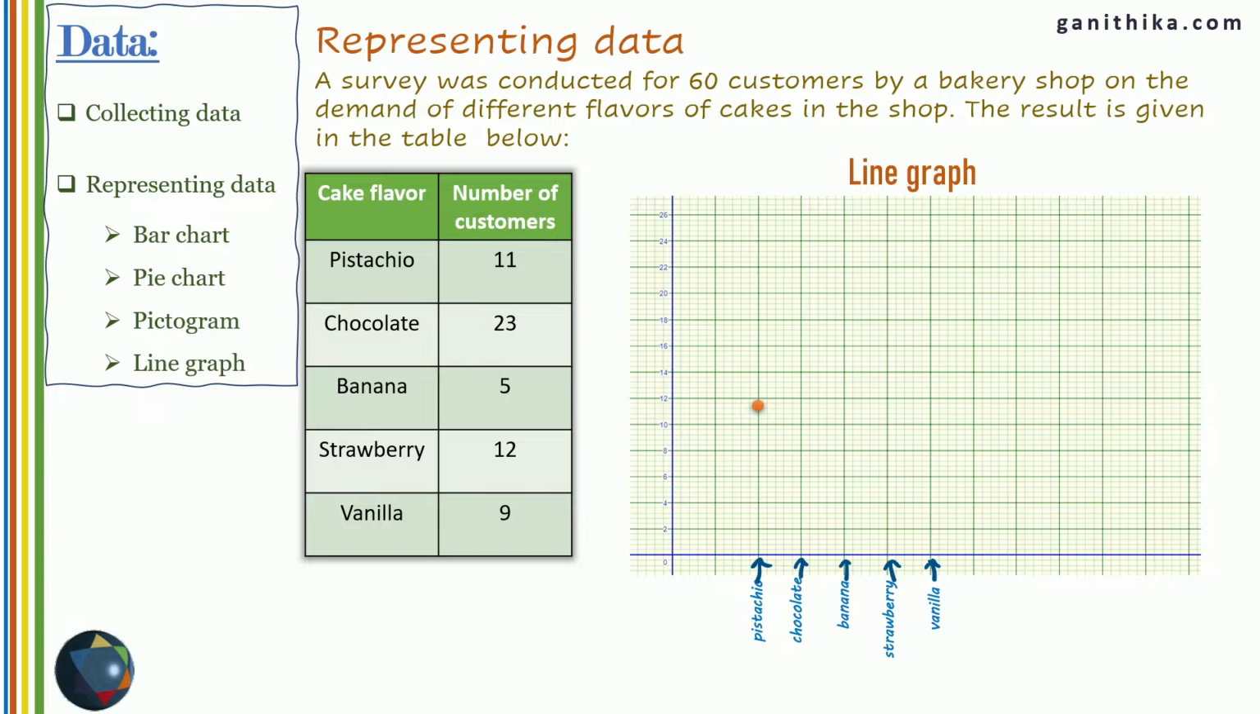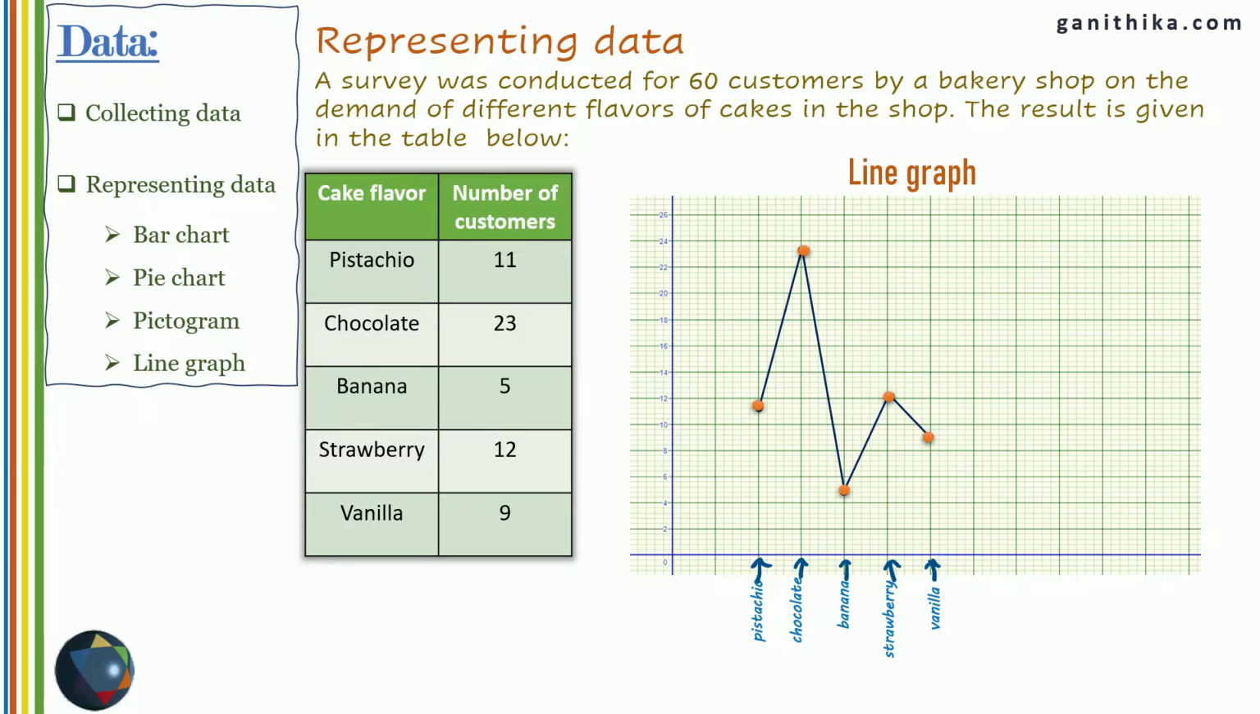For example, pistachio has 11 members. Therefore, the dot will be on pistachio against 11. And chocolate 23. Banana 5. Strawberry 12. And vanilla 9. And we'll just connect these points together one after the other in this sequence. And then we have the line graph that represents the data given here.